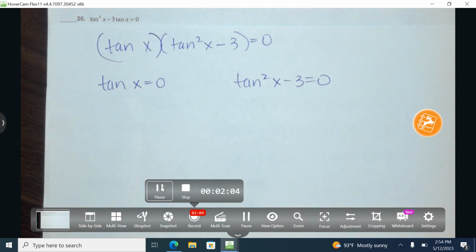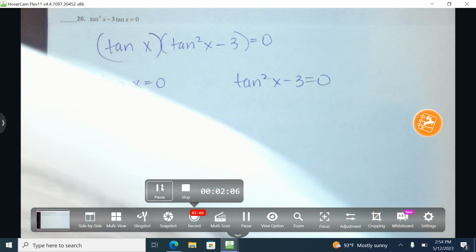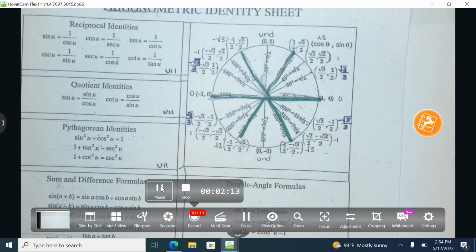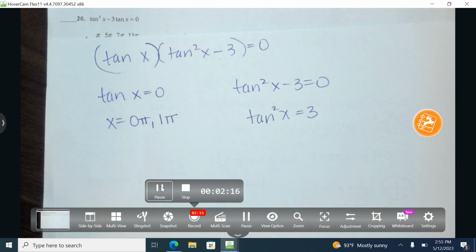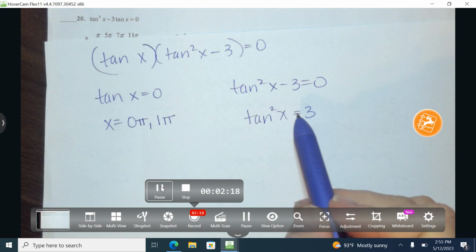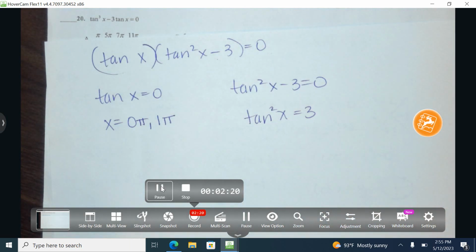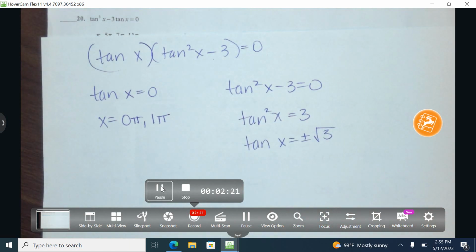So where does the tangent equal 0? Okay, tangent equals 0 at 0 and pi. And on the right-hand side, I'm going to move 3 over, and I'm going to remove the square by square rooting. Look at that unit circle. Where do we find the tangent equal to plus or minus the square root of 3?